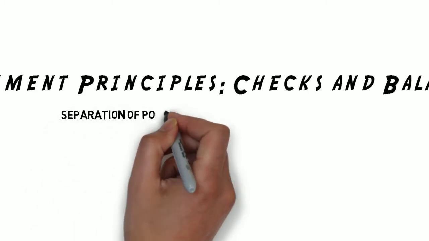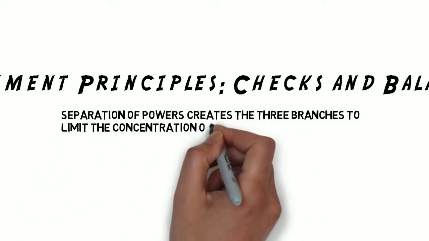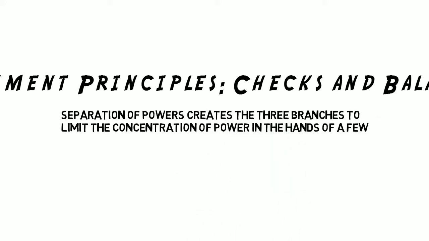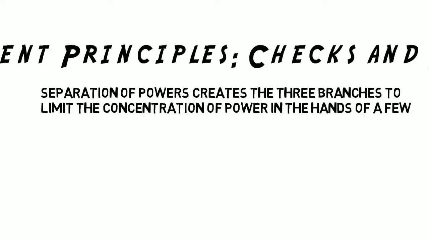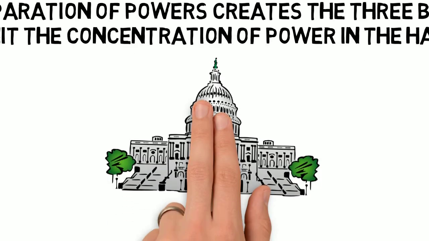Government principles, checks and balances. The separation of powers creates the three branches to limit the concentration of power in the hands of a few. The question is, how are we going to keep that separate?